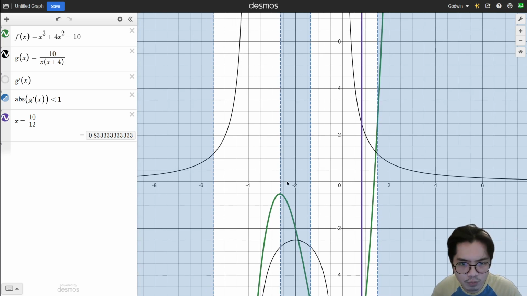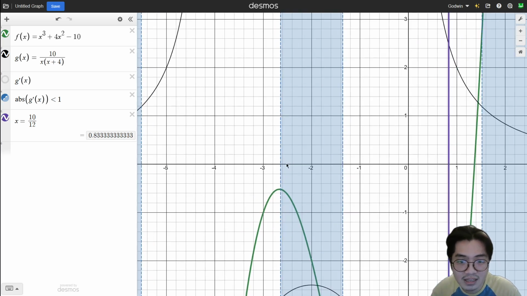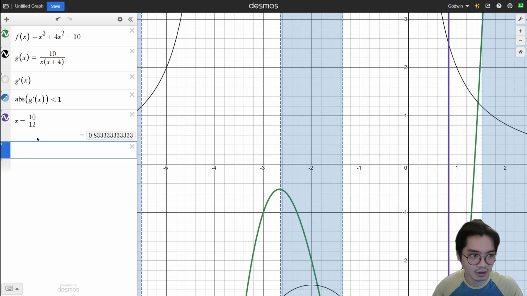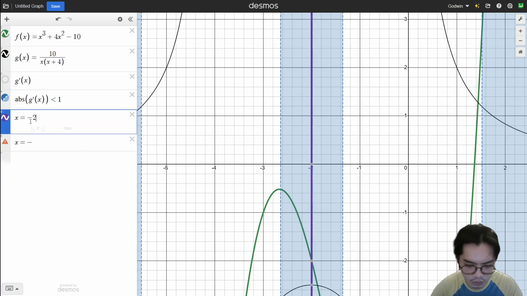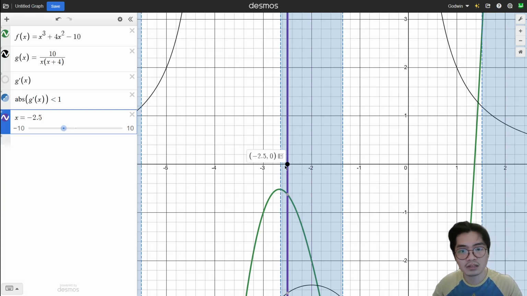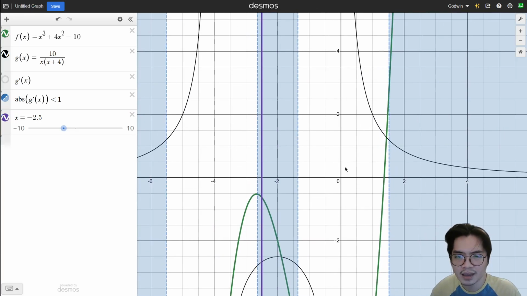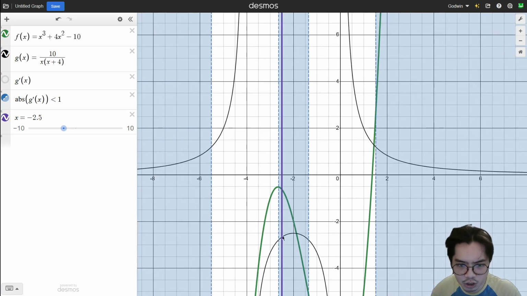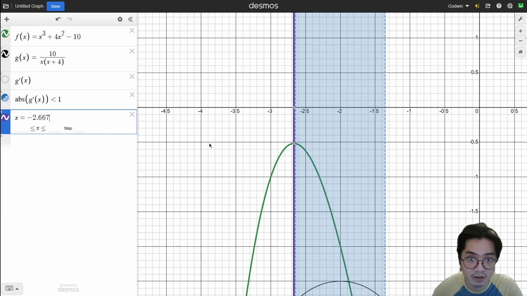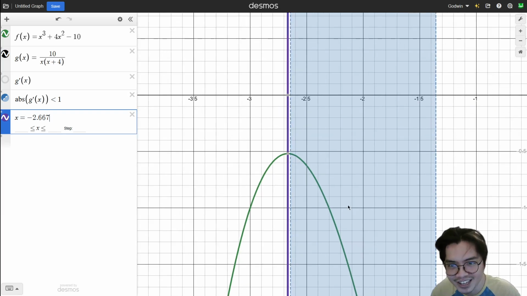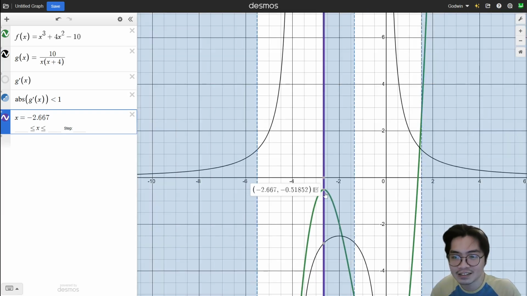Now negative 2.5 is, well, it's still inside in here. Still inside, right? And now what will happen if it touches this thing? It will now be negative 2.667. And now it is outside of that range. So apparently, well, this will not work.